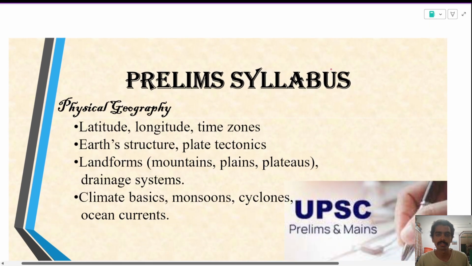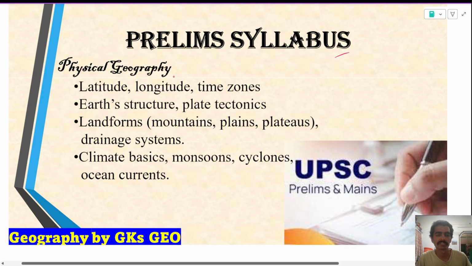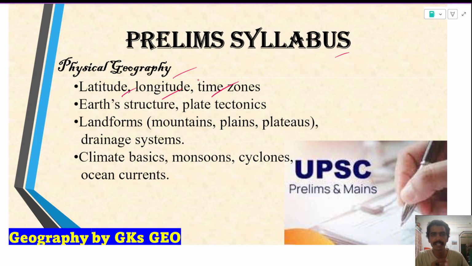Coming to the prelims syllabus, physical geography is the first thing, which includes latitudes, longitudes and time zones. We already discussed what latitude is, what longitude is, and the time zones of our world map. Then earth structure, how the earth was shaped. We discussed in earlier classes that the earth is an oblate spheroid, that is oval shaped. And plate tectonics: plate means broken fragments of the lithosphere, and tectonics means movement.